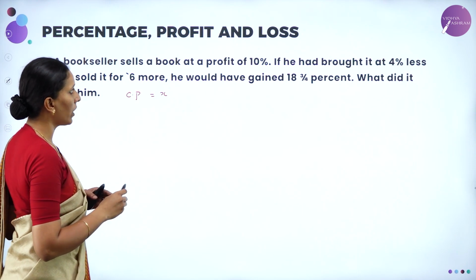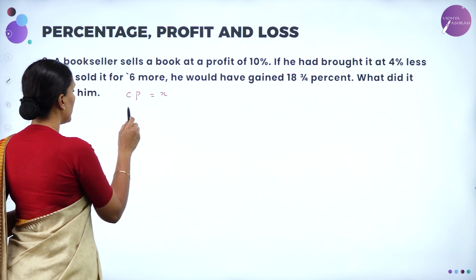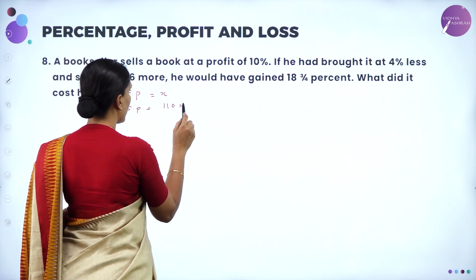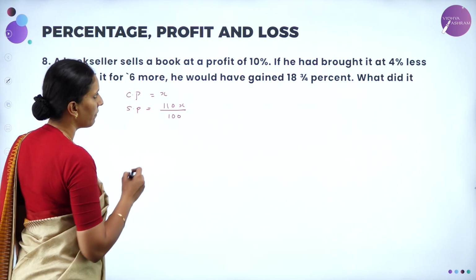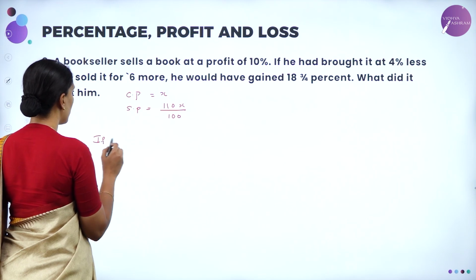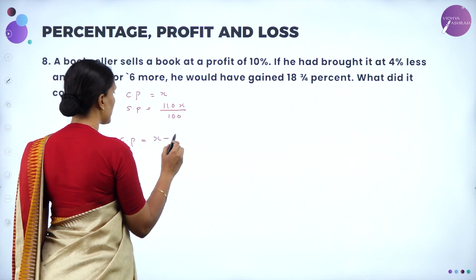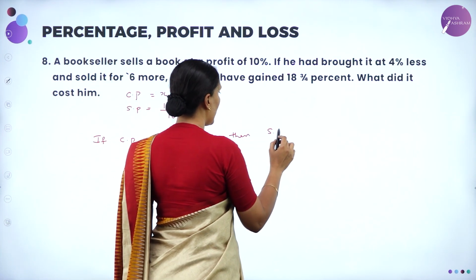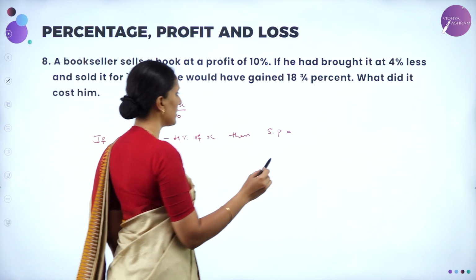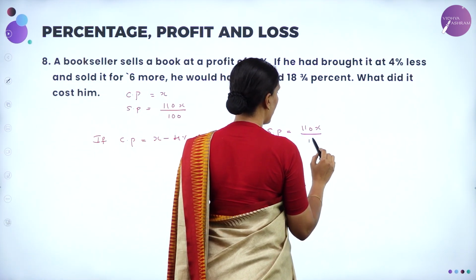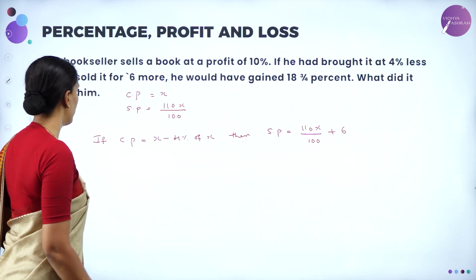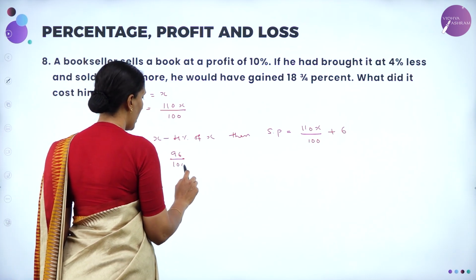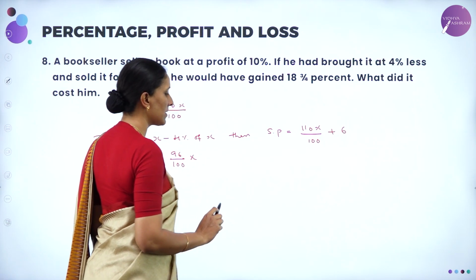So he has sold the book at a profit of 10%. So therefore, the selling price is x plus 10% of x, that is 110x by 100. So they have given, if the cost price was 4% less, that is x minus 4% of x, then he would have got the selling price 6 rupees more, that is 110x by 100 plus 6. So now let us find the cost price. Cost price will be 96 by 100x, and here let us keep the selling price as it is.